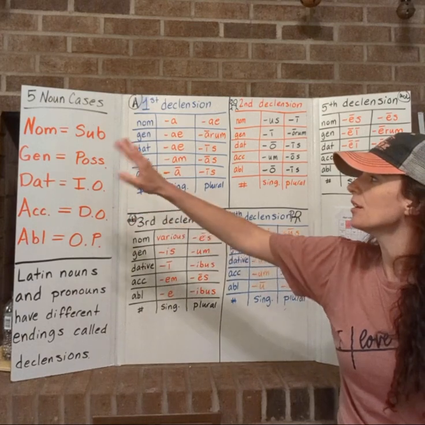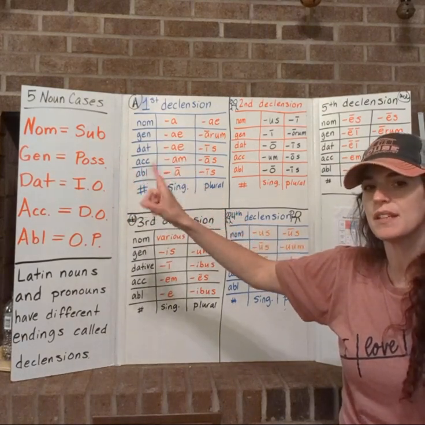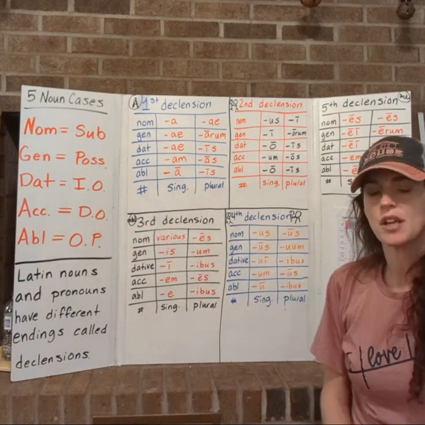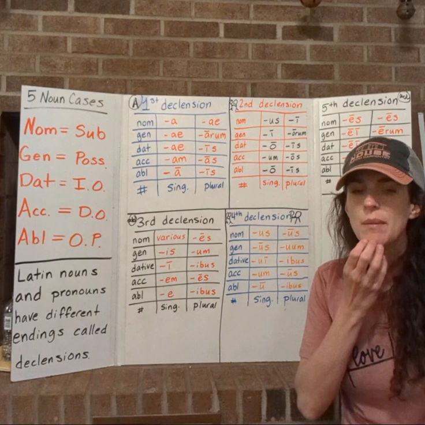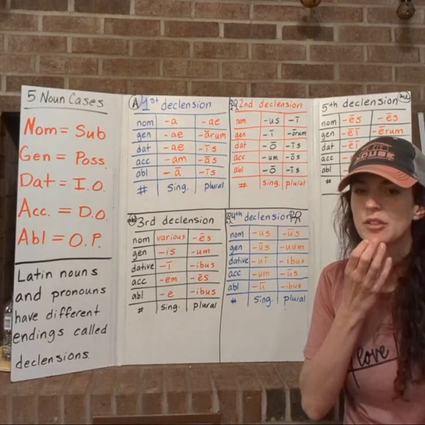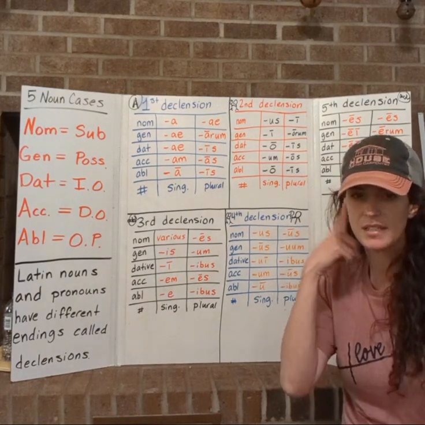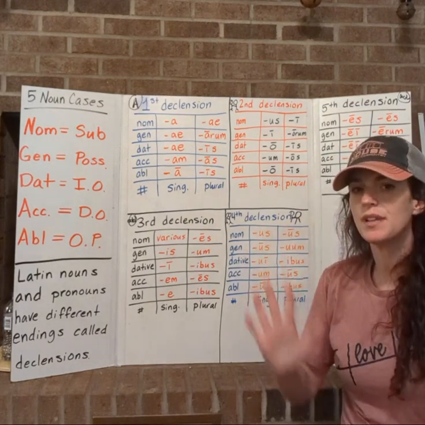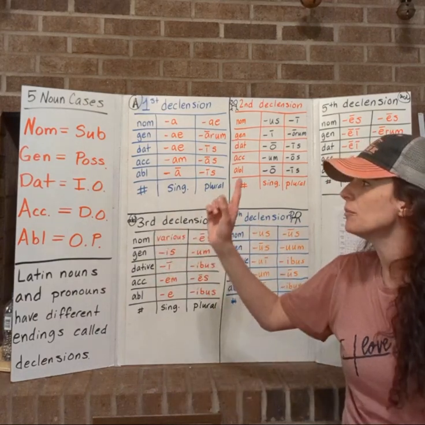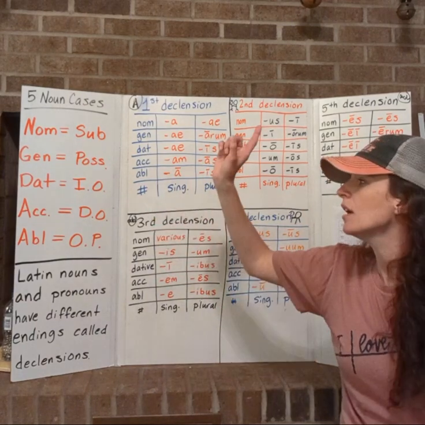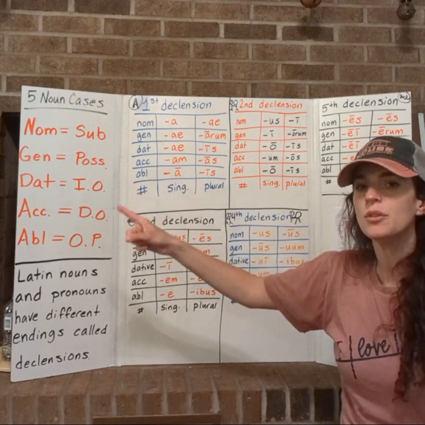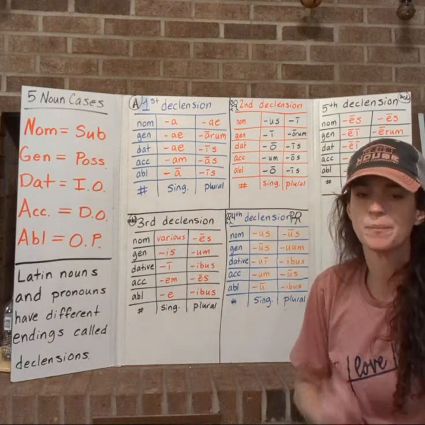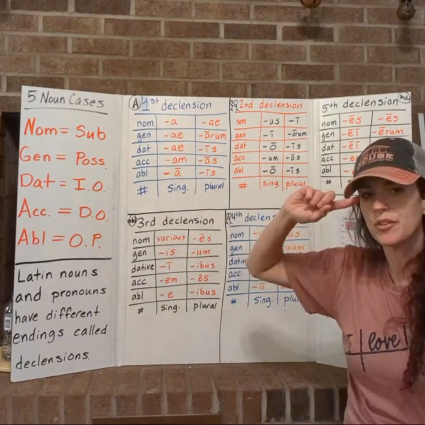The 5 noun cases are nominative, subject; genitive, possessive; dative, indirect object; accusative, direct object; ablative, object of the preposition. And the way we memorized it was with a song. I don't know if this is going to be helpful to you, but this has made it stick in my head. So we sing it like this: 5 noun cases, 5 noun cases, nominative, subject, genitive, possessive, dative, indirect object, accusative, direct object, ablative, object of the preposition. So that's how we memorize that. It kind of helps us to remember.